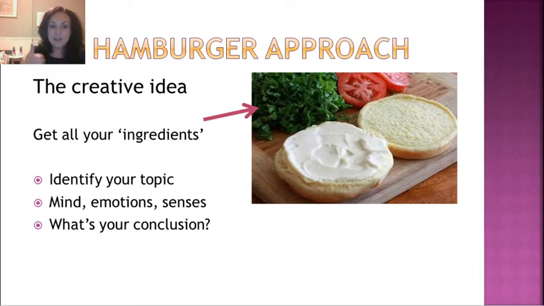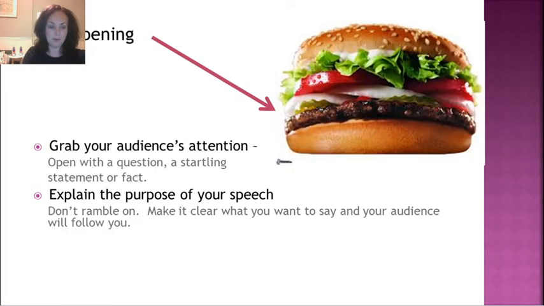So once you've identified your topic, you need to think about what kind of emotions you want to make your audience feel. You want to decide what kind of emotive language you're going to use. Are you going to shock them into action? Do you want them to feel guilty? Do you want them to feel sympathetic or sorry? Do you want them to feel angry about whatever it is? And what's your conclusion? So this is getting your ingredients together, getting your idea together. So hopefully that's fairly straightforward for most of you.